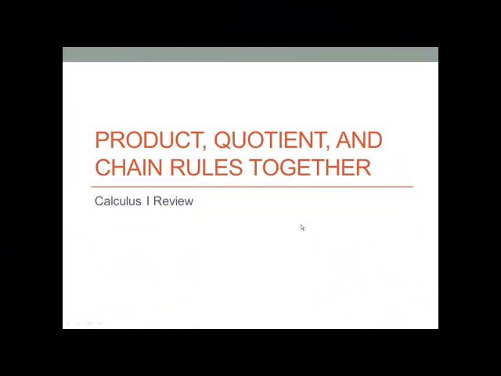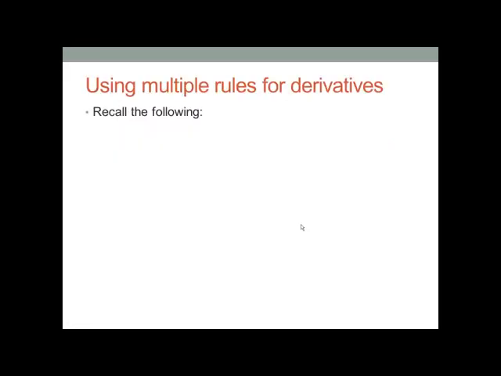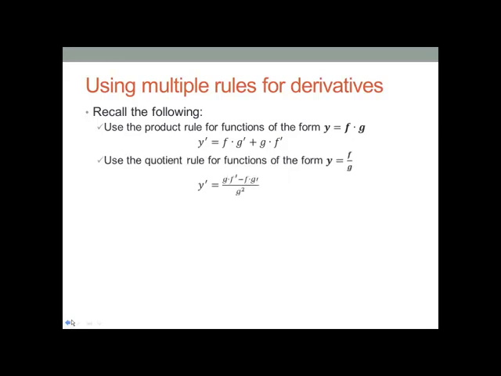Using the product, quotient, and chain rules together to find derivatives of functions. Recall the following: we use the product rule for functions of the form y equals f times g, and the product rule states that the derivative is the first function times the derivative of the second, plus the second function times the derivative of the first.